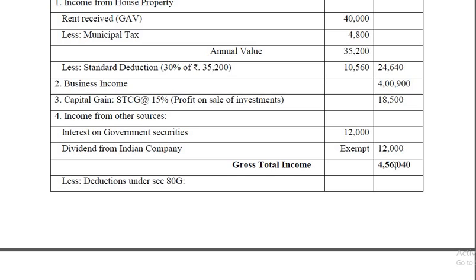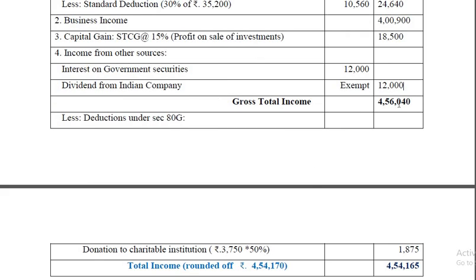Alright, gross total income is 4,56,040. For your information, if the dividend is from foreign company, that's not exempt. Only if it is from Indian company, it is exempt. So gross total income is 4,56,040.